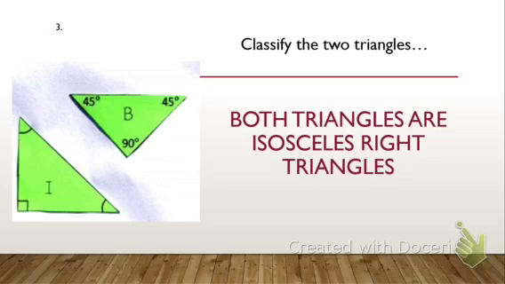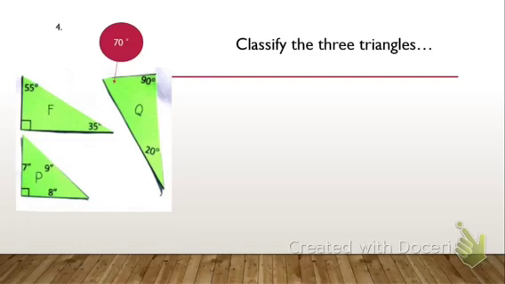Let's move on to example number 4. Example number 4, you were asked to classify the 3 triangles. So let's see. Let's start off with triangle P. Triangle P has the side lengths given.